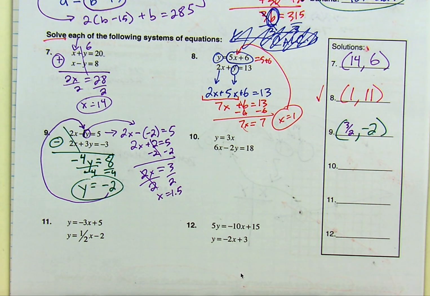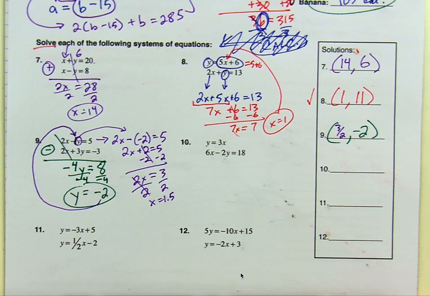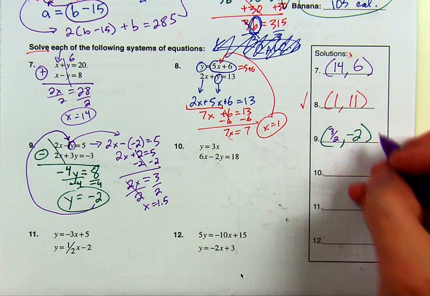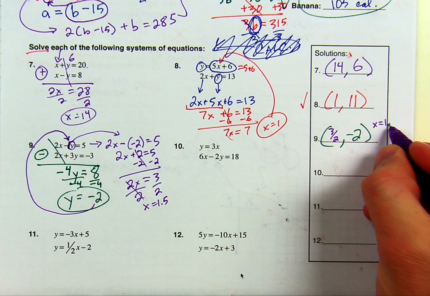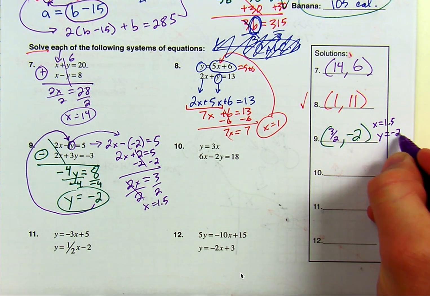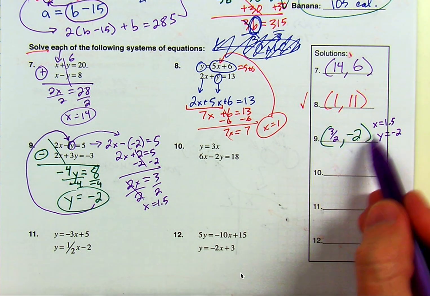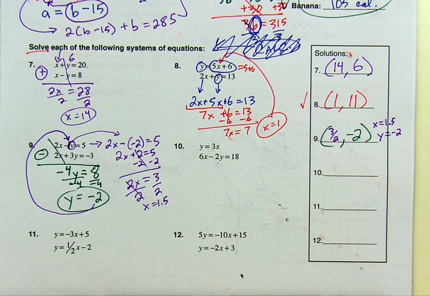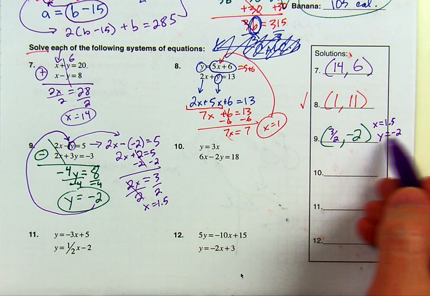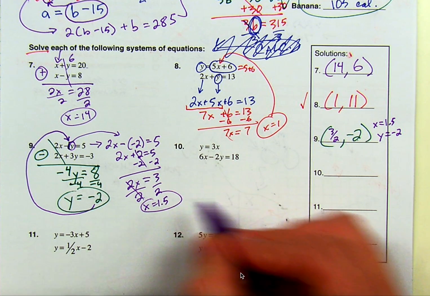Sure. And on any of these, by the way, I could write my answer as x equals, y equals if you want to. You don't have to put it with parentheses as an ordered pair. You can write it as your two solution equations if you want to. Either way is totally fine.